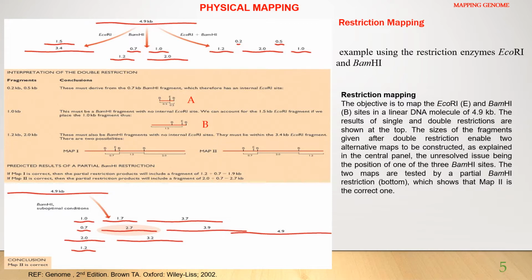The DNA molecule, when digested with EcoR1, gave two fragments of 1.5 kb and 3.4 kb. Note that the two values add up to 4.9 kb. Next, when digested with BamH1, it gave four fragments of 0.7, 1, 1.2 and 2 kb. In combination, it gave five fragments of 0.2, 0.5, 1.2, 2 and 1 kb.